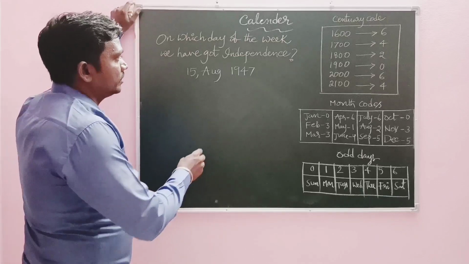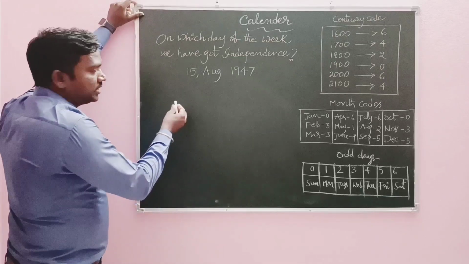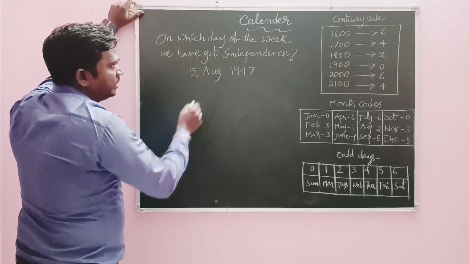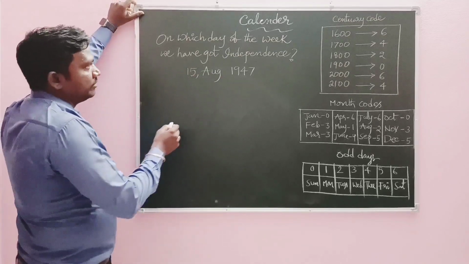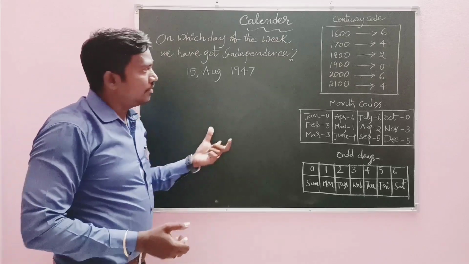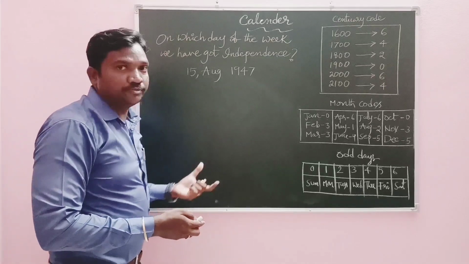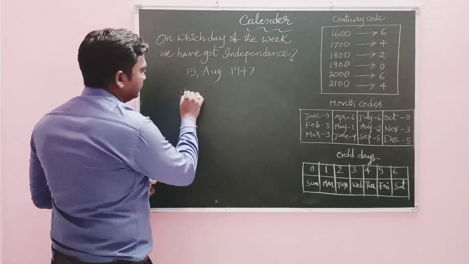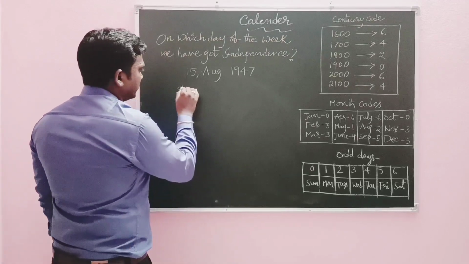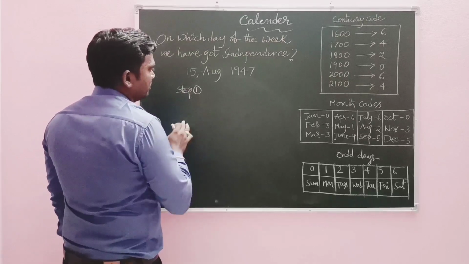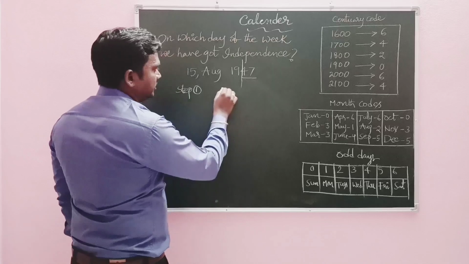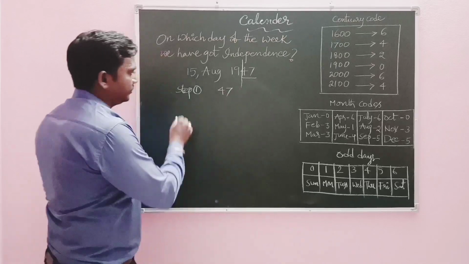Now we will start: what day was it when we got independence? Here I will tell you 5 steps. Listen to me carefully. Step 1, we have to write the last 2 digits, 47.